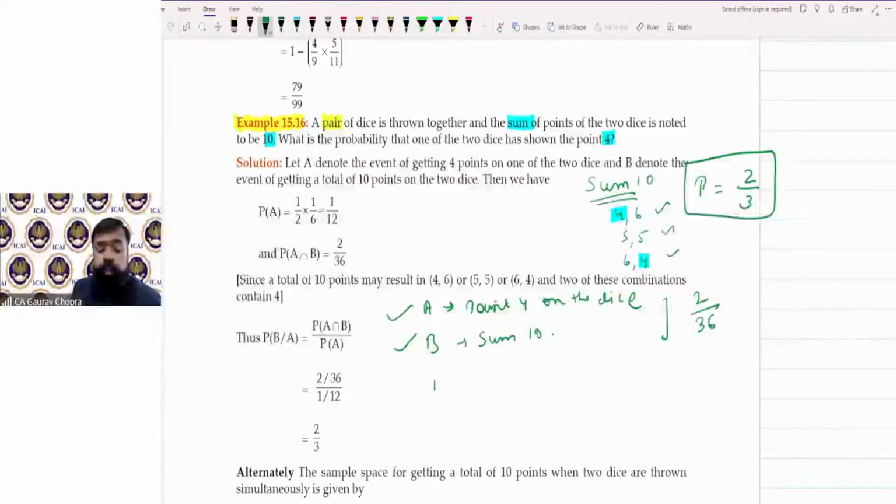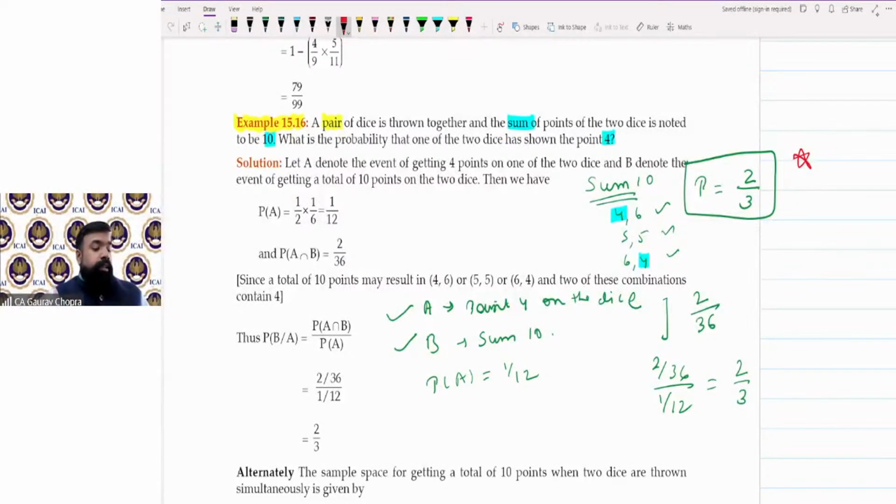Also, what is the probability of A, that is, number 4 on the dice? It is basically 1 upon 12. So by applying this, you will get 2 by 36 upon 1 by 12. You will get the final answer as 2 upon 3. But this method is a bit tricky and lengthy, so it is better to use the shortcut method. Directly you will get 2 upon 3 as the answer.